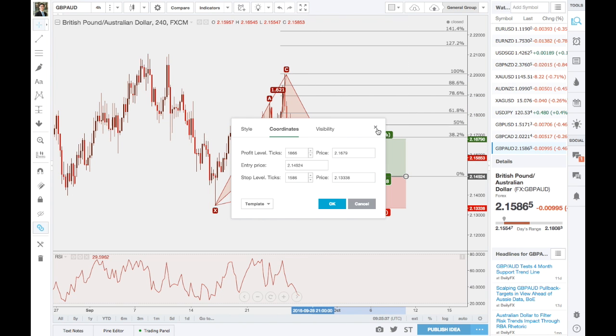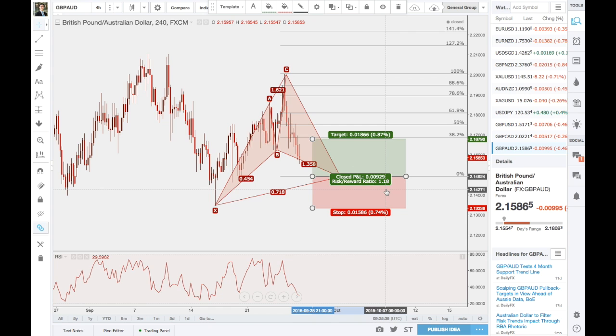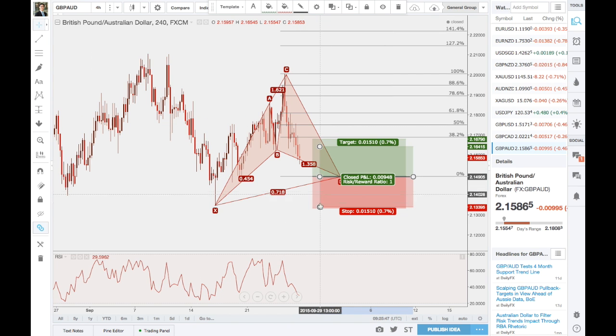So for cipher pattern, what you're looking at in terms of risk to reward, it's not great, but it's still decent because it gives us more than 1:1. And if you look for second target, what you're looking at is a risk to reward ratio of 2. Not too bad as well, but not as good as the butterfly pattern that we discussed on the previous pair on pound Canadian.